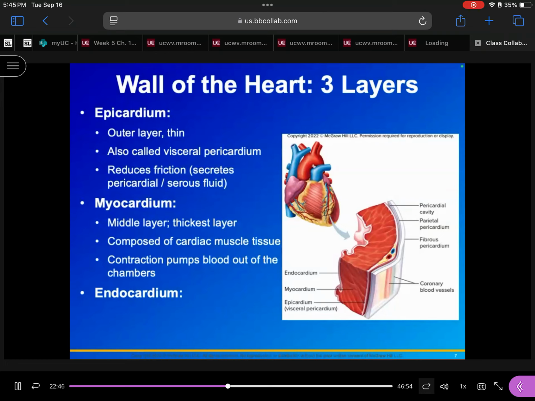All right. So we have the epicardium, myocardium, and then we have the endocardium, which makes sense, kind of closest to the inside, endo. So it is going to be our protective inner lining. It is very thin and found in all the heart chambers.